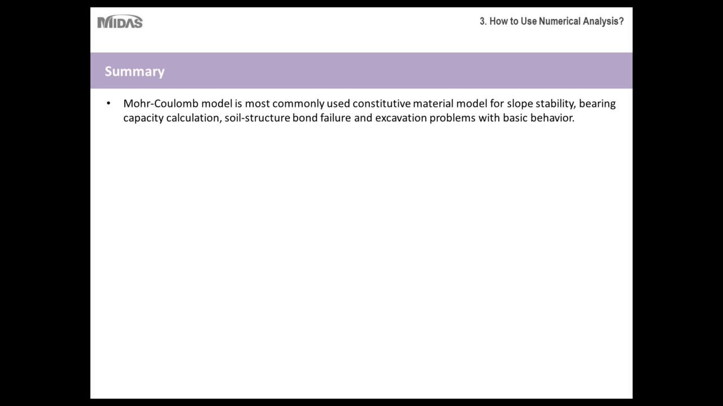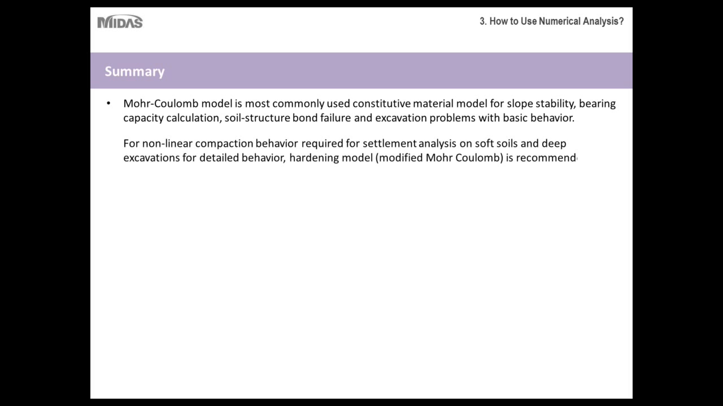So this brings us to the end of chapter 3, and let's quickly go over the summary, the points that we learned in this chapter. So Mohr-Coulomb model is the most commonly used constitutive material model for slope stability, bearing capacity calculation, soil structure bond failure, excavation problems with basic behavior. For nonlinear compaction behavior required for settlement analysis on soft soil, and deep excavation for detailed behavior, hardening models such as modified Mohr-Coulomb are recommended.